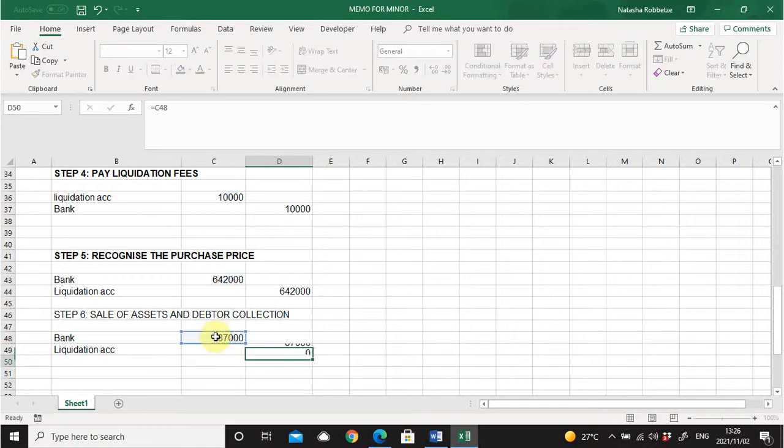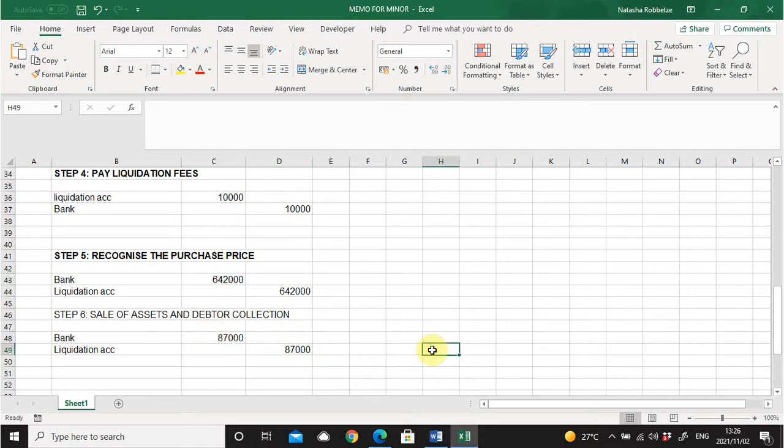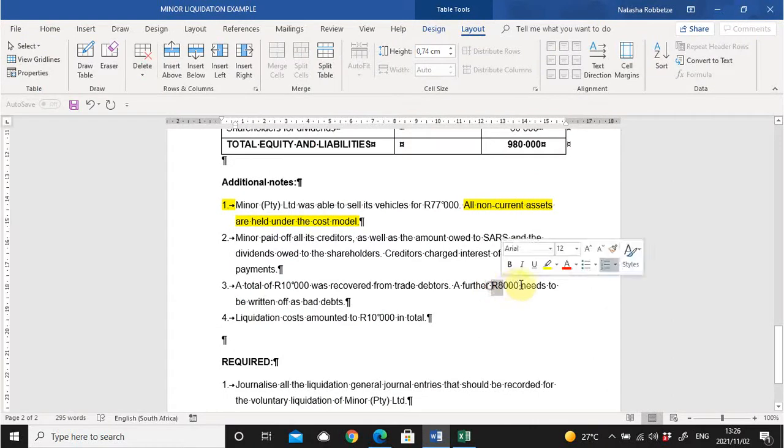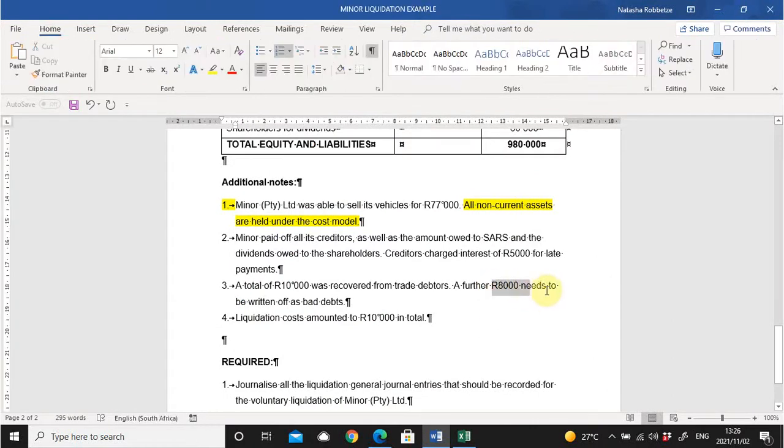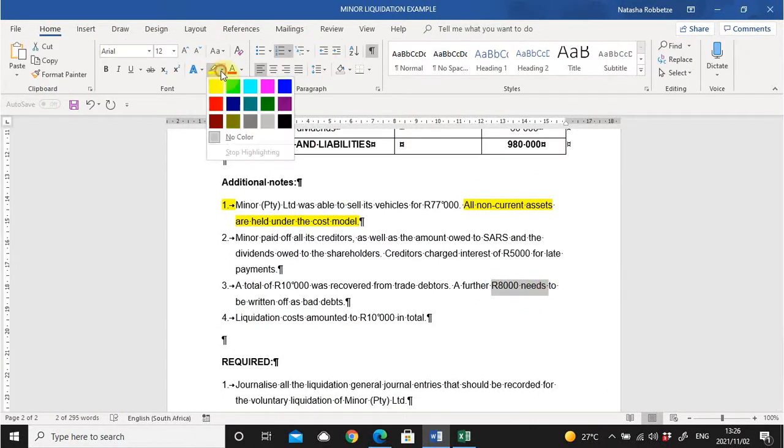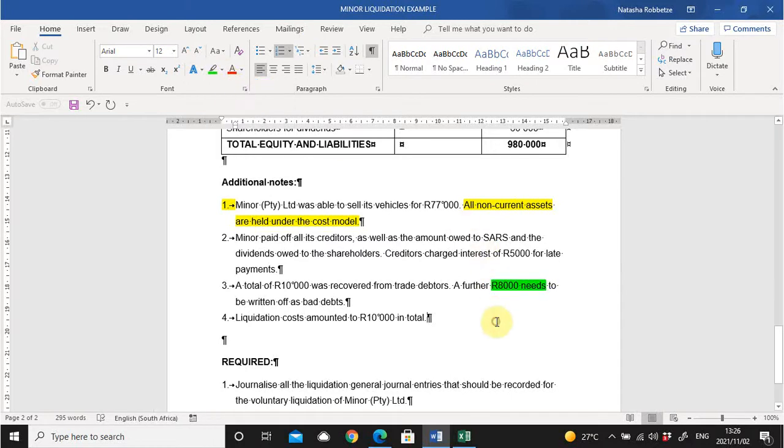Something interesting that should be taken notice of is this item here where they talk about the 8,000 Rand bad debt. That's kind of a trick that they put there, because the 8,000 Rand is not accounted for: it affects the same account and thus the effect is zero. So unlike the bank account that has not been closed off, the debtor's account has been closed off.